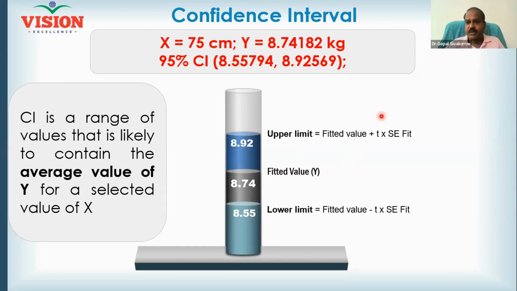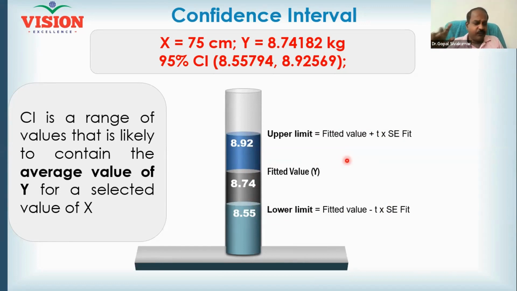How are these limits calculated? Fitted value plus or minus a statistic called T. You all know the T test, right? A statistic called T distribution multiplied by the standard error of the fit. Standard error is standard deviation divided by square root of sample size, right? So using this, the upper limit is calculated, the lower limit is calculated, and these are called confidence limits.